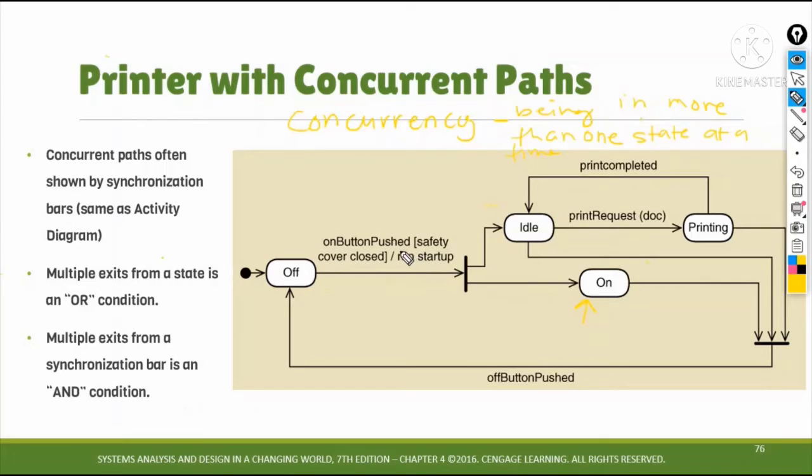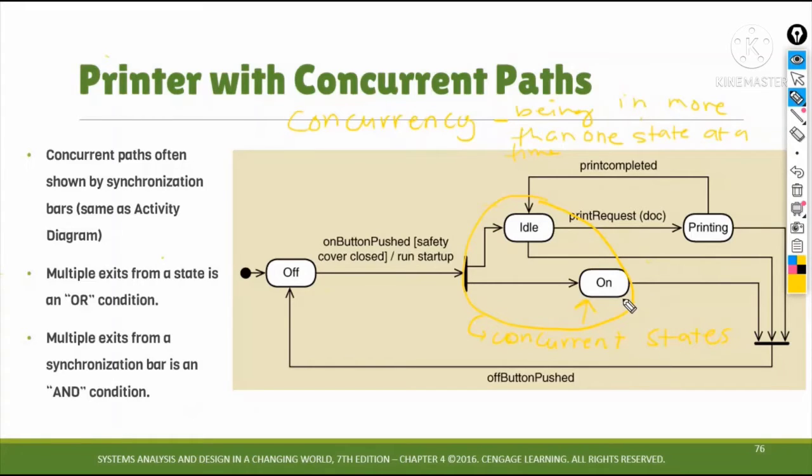For example, the printer can be in the on state and the idle state at the same time. Hence, on and idle would be concurrent states. So these are concurrent states.